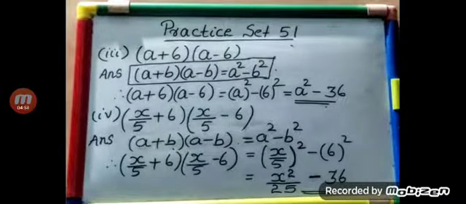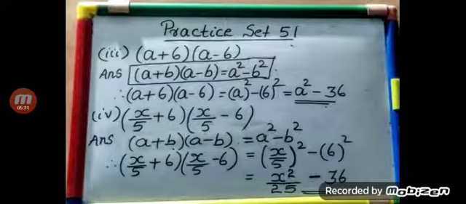Question number 3. a plus 6 into a minus 6. Here also the same formula, a plus b into a minus b is a square minus b square. So write each and every problem, write the formula also and read it loudly, so it will be by-hearted very fast. Therefore, a plus 6 into a minus 6 is equal to a square minus 6 square, which is a square minus 36. So our answer is a square minus 36.